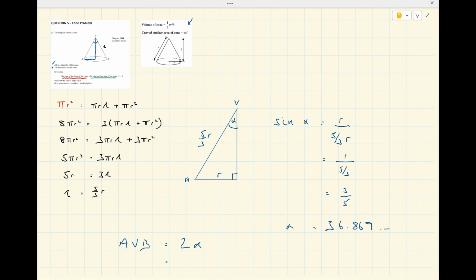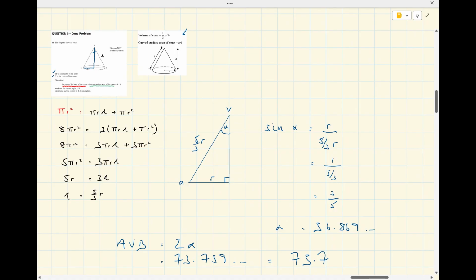Twice alpha equals, I've got alpha on my calculator, times by 2 equals 73.739. To 1 decimal place, 73.7. Now, what does that question teach us about tackling these grade 9 questions?